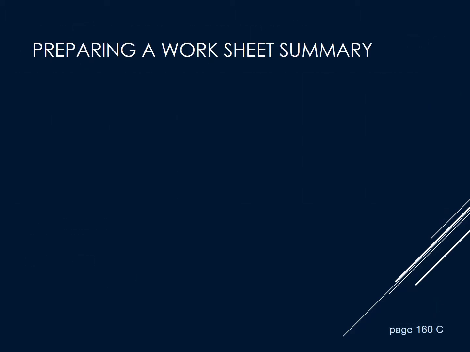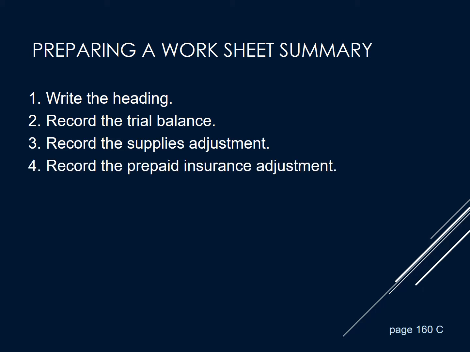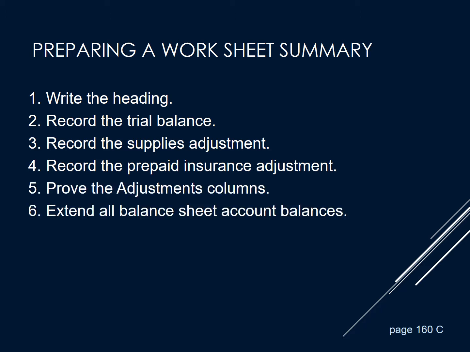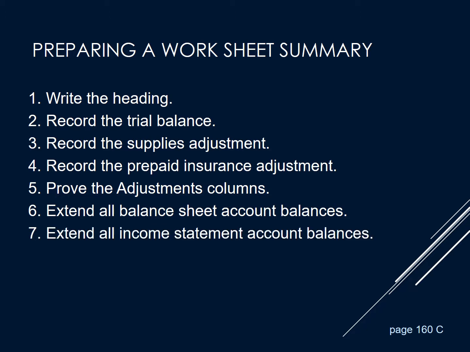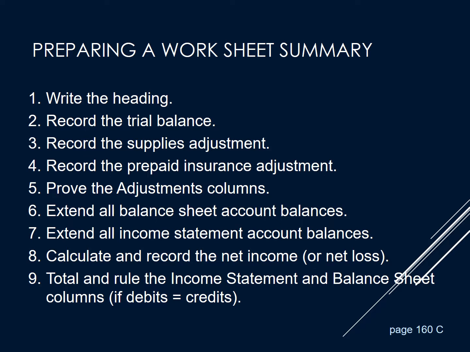In summary, to prepare a worksheet: 1. Write the heading. 2. Record the trial balance by using the account balances in the general ledger. 3. Record the supplies adjustments. 4. Record the prepaid insurance adjustments. 5. Prove the adjustment columns. 6. Extend all balance sheet account balances. 7. Extend all income statement account balances. 8. Calculate and record the net income or the net loss. 9. Total and rule the income statement and balance sheet columns only if debits equal credits.